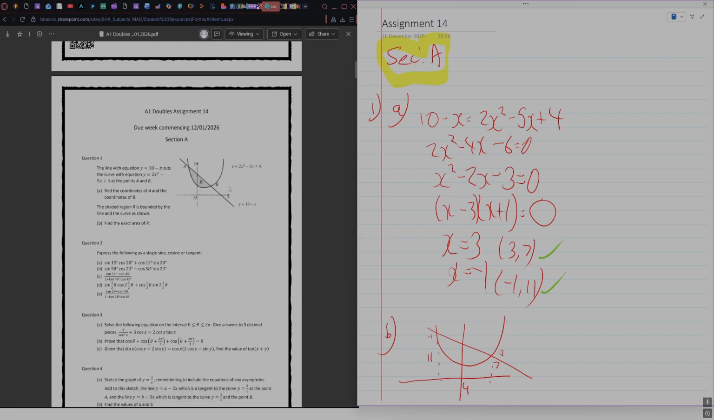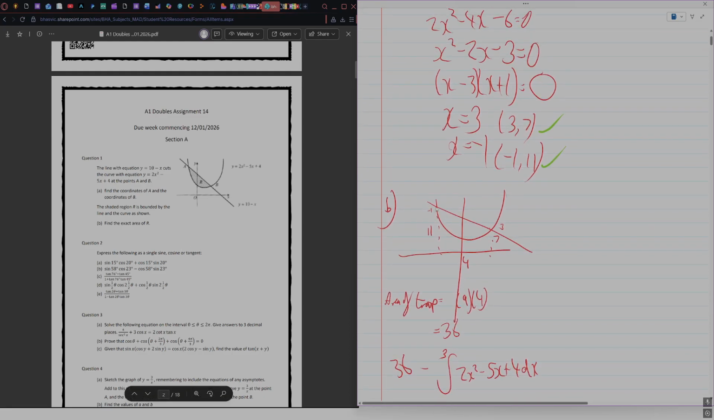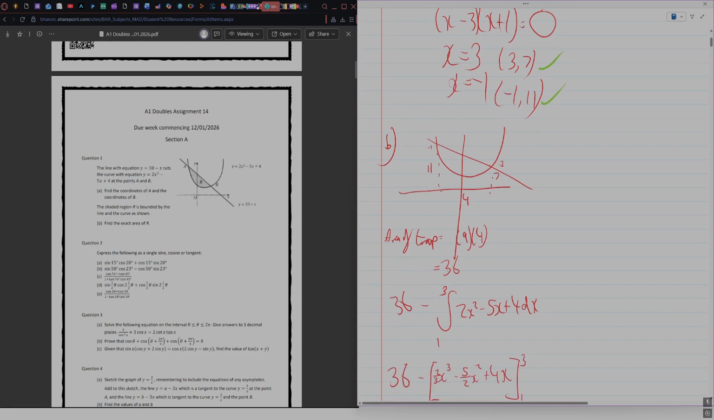Then for finding the area, what I did here is I said that I'll just take away the area of this trapezium here from the area under the curve. So I did the trapezium, and then you take away the integral from that. What you also could have done is the integral of the line minus the integral of the curve.